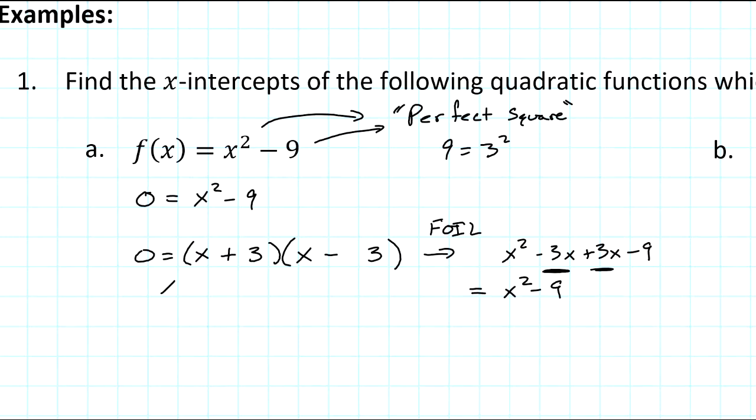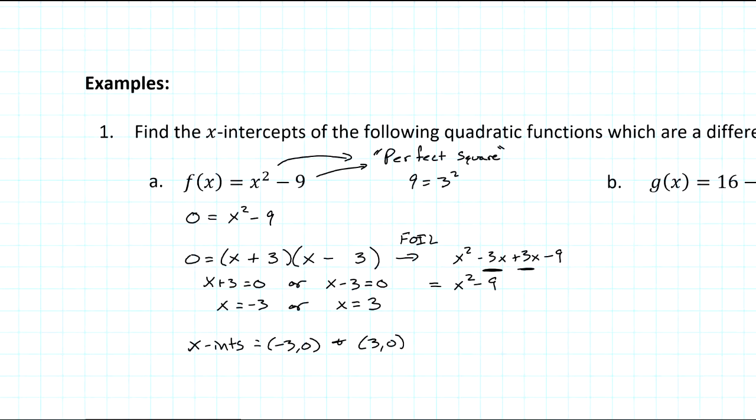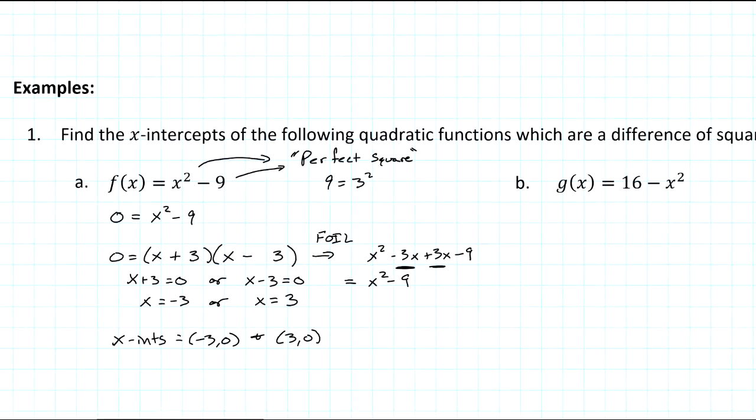This then allows us to see that x plus 3 equals 0 or x minus 3 equals 0. So x equals negative 3 or x equals positive 3. So my x-intercepts are the points negative 3, 0 and 3, 0. It's not so bad, right? Let's do this again for part B.